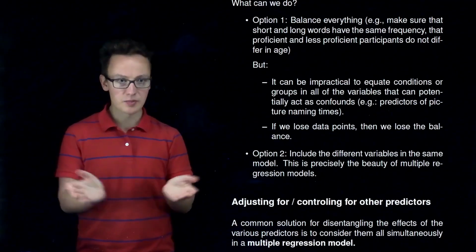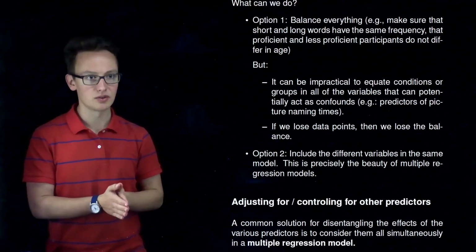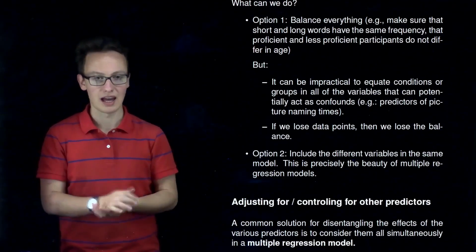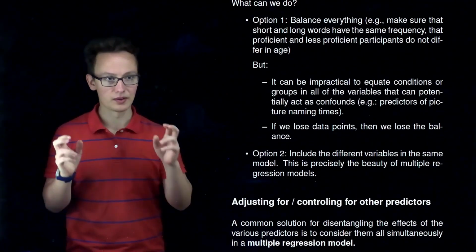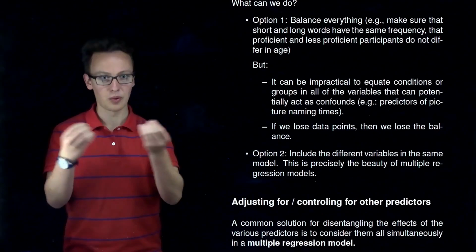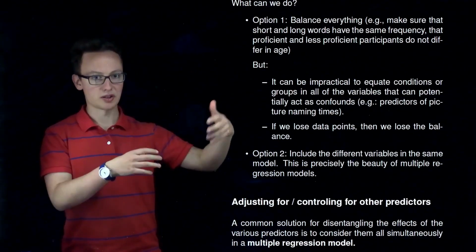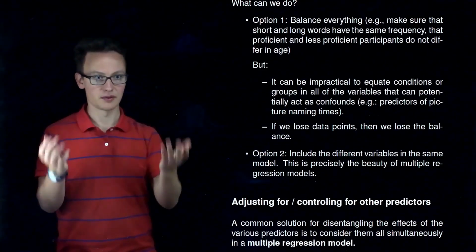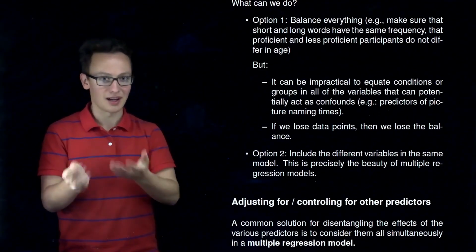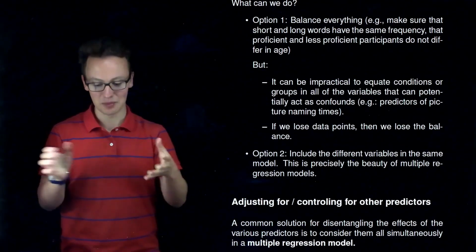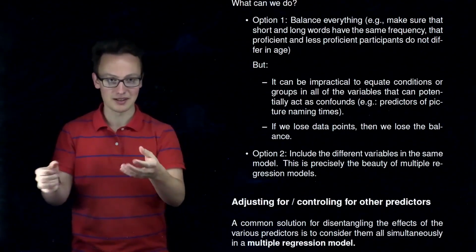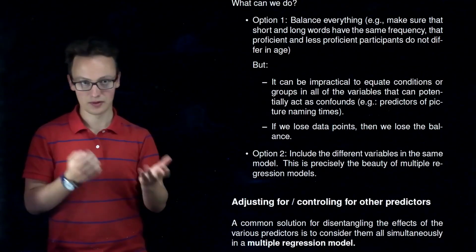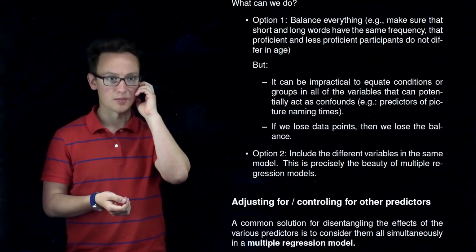The problem of this approach is that it can be impractical to equate conditions or groups in all of the variables that could potentially act as confounds. Confound is the word that describes this potential other predictor that we don't account for, which might be correlated with our predictor of interest. So all of these possible confounds, oftentimes we can't really sample in such a way that there is really no such confounding, no such correlation in our sample.